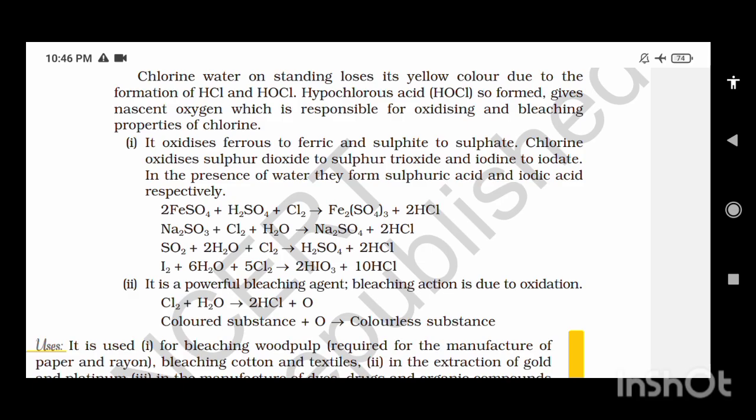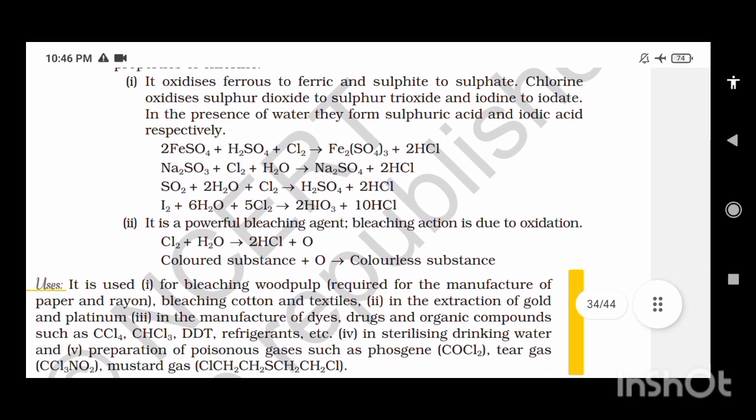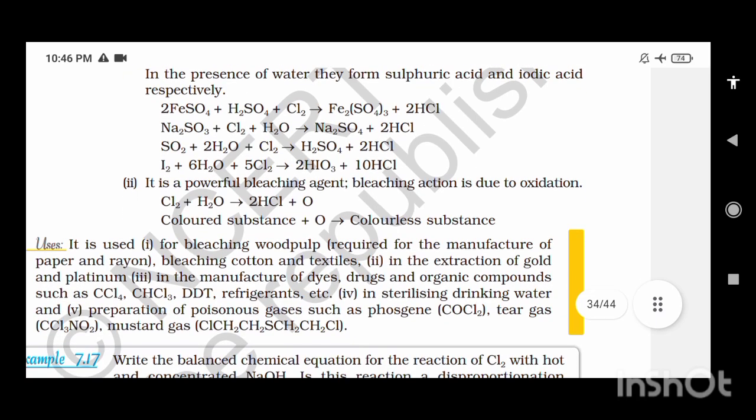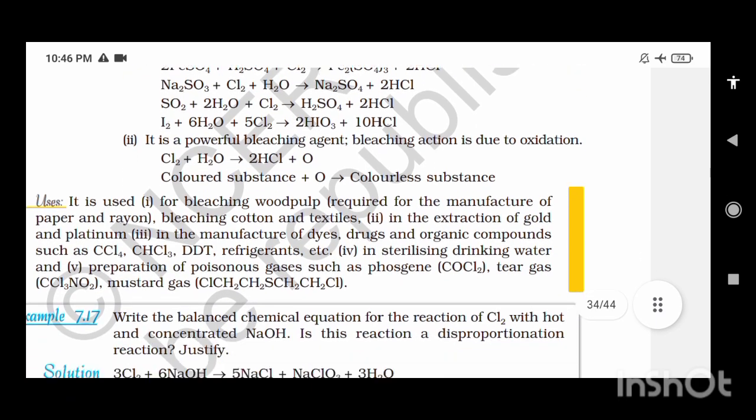It oxidizes ferrous to ferric and sulfide to sulfate. Chlorine oxidizes sulfur dioxide to sulfur trioxide and iodine to iodide. In the presence of water, they form sulfuric acid and iodic acid respectively.